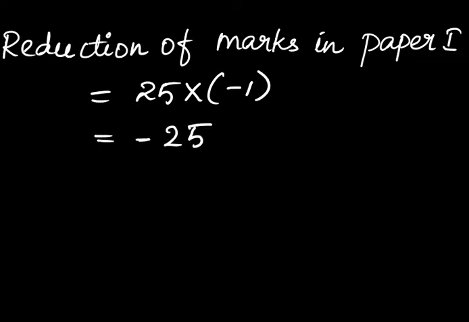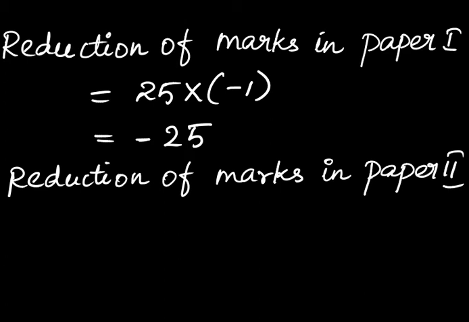As we saw in the question, for each wrong answer they are going to reduce 1 mark. So if there are 2 wrong answers then it is minus 2. If 3 wrong answers it's minus 3. And since she has answered 25 questions wrong, the number of marks reduced will be 25 multiplied by minus 1. And 25 multiplied by minus 1, the value is minus 25.